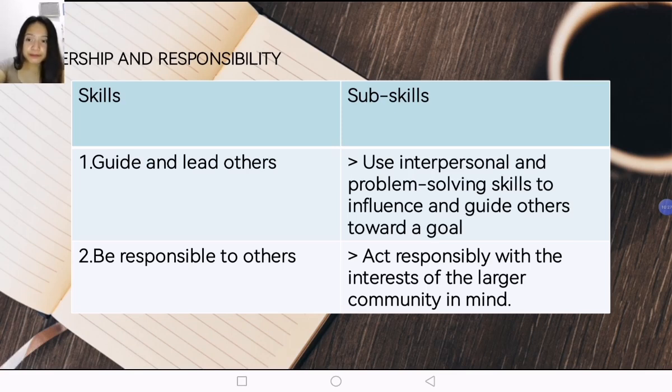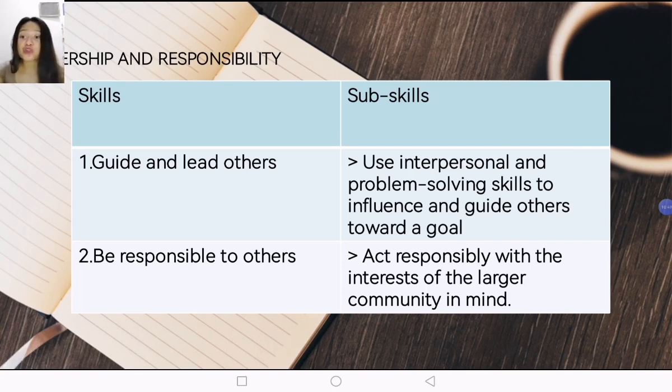Its sub skill that is clearly connected to the skill is to use interpersonal and problem-solving skills to influence and guide others toward a goal. So it really is a matter of influencing others. You become a model to imitate.